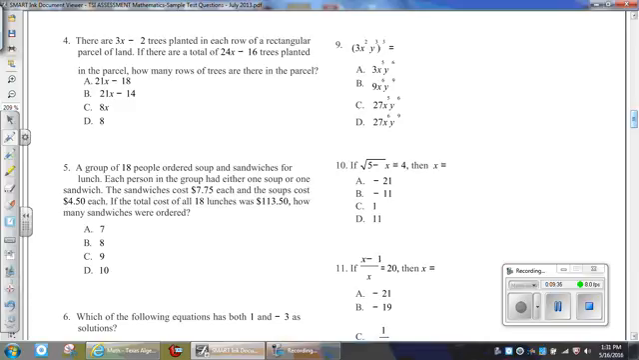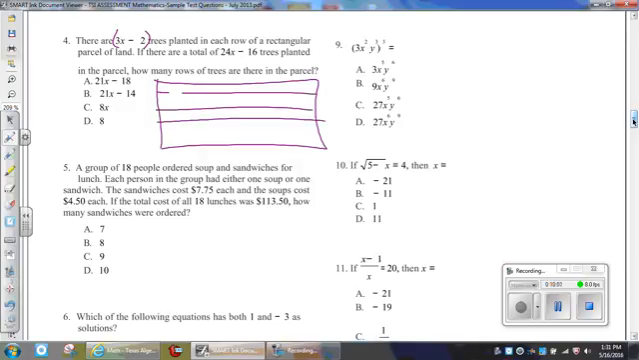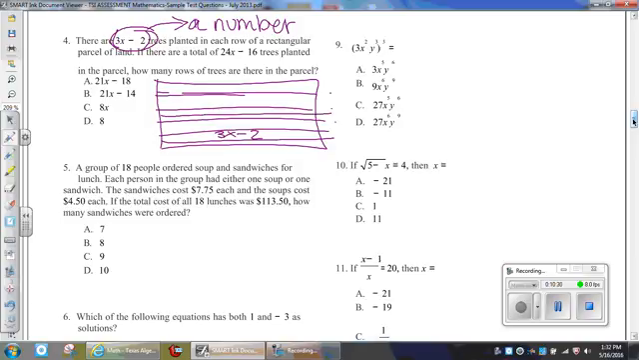There are 3x minus 2 trees planted in each row of a rectangular parcel of land, and there are a total of 24x minus 16 trees planted in the parcel. How many rows of trees are there in the parcel? Interesting. So picturing this, we have rows, right? We don't know how many rows, but we know that each row will have 3x minus 2. Consider that this quantity here is going to represent a number. I know it's kind of hard to say 3x minus 2 trees, but that's going to be a number. Now, what we need to know is how many rows are here. Do we have 1, 2, 3, 4 rows, or do we have 5, or do we have 6, or do we have less? So we know that the total is 24x minus 16.